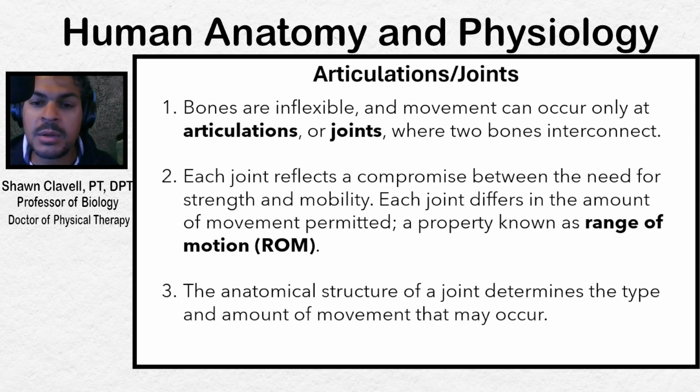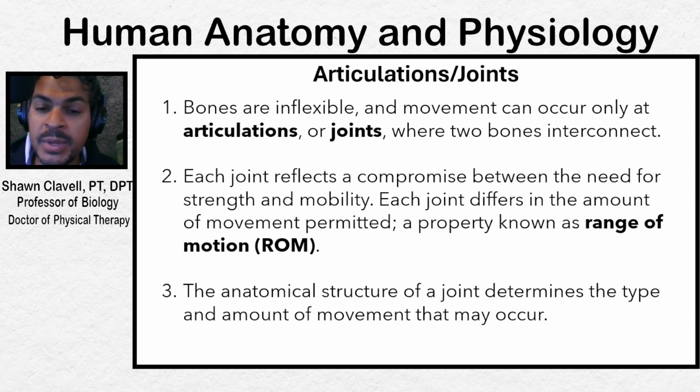So the common examples I refer to are the shoulder and the hip. Your hip is a much more stable joint, and as a result, it lacks range of motion or mobility compared to your shoulder, which has much more range of motion, much more mobile. However, it is much more likely to sublux or dislocate. It lacks stability as a result.